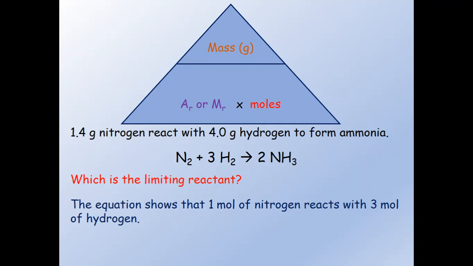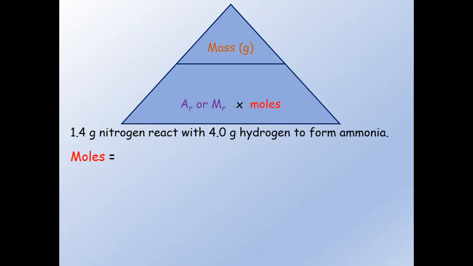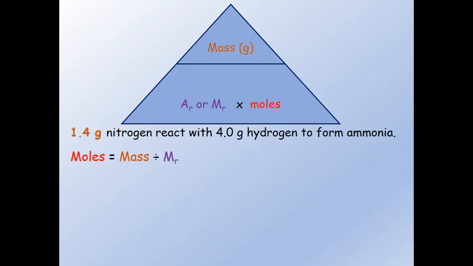The equation shows that 1 mole of nitrogen reacts with 3 mole of hydrogen. So to find out which reactant is limiting, we need to calculate the moles for nitrogen and hydrogen. So we are going to start with the nitrogen. To calculate the moles, we need to take the mass and divide it by the relative formula mass. And for nitrogen we are given 1.4 gram in the text, so we can plug this into our equation right away. And then we need to calculate the relative formula mass for nitrogen.